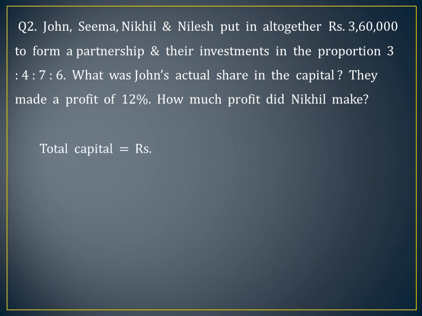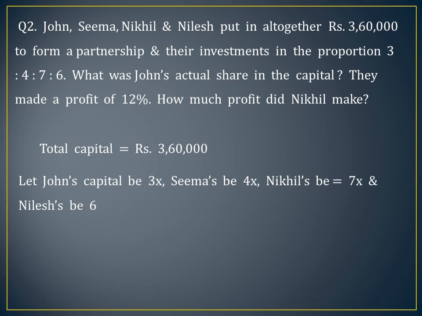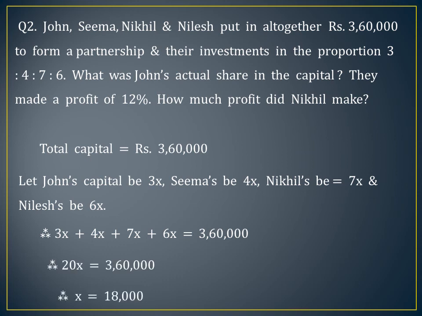So here the total investment or the capital is given as 3,60,000, and as we have solved in the previous question, to convert the ratio into different parts, numbers, we multiply each number of the ratio by a common factor, say x. So therefore John's capital becomes 3x, Seema's becomes 4x, Nikhil's 7x and Nilesh's 6x, because that was how they had invested. Therefore the addition of each of these should be equal to the total capital. So therefore 3x plus 4x plus 7x plus 6x should be equal to 3,60,000, which is 20x is equal to 3,60,000. So that gives us the value of x as 18,000 rupees.